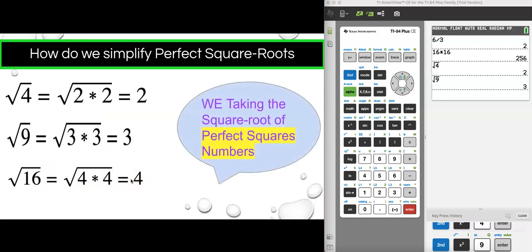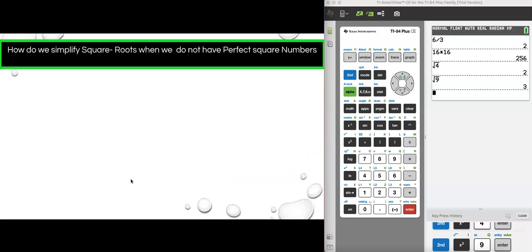Now, this is what happens when we take the square root of perfect square numbers. But what happens if the number is not a perfect square? We still have to know how to deal with that and how to handle that. So let's look at some examples.